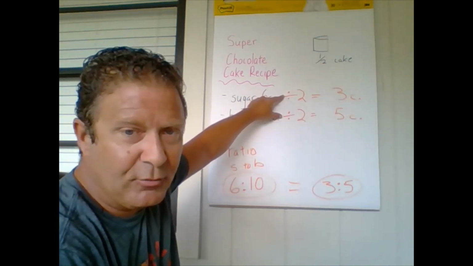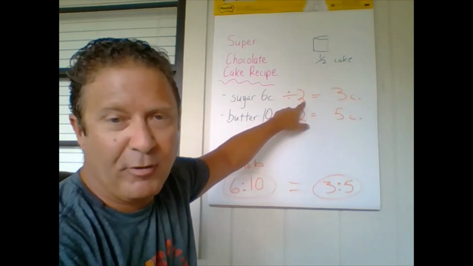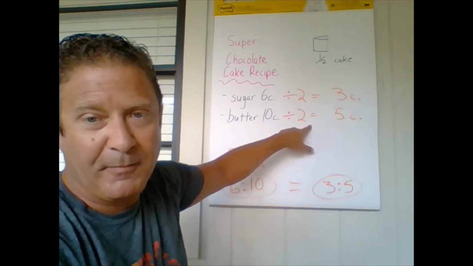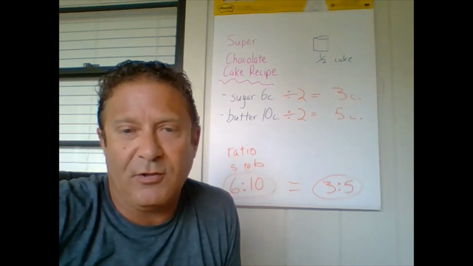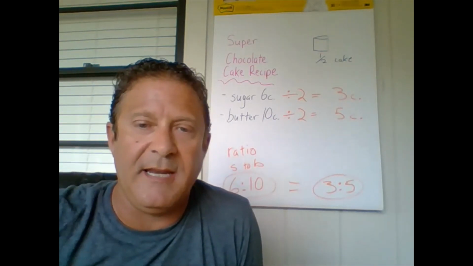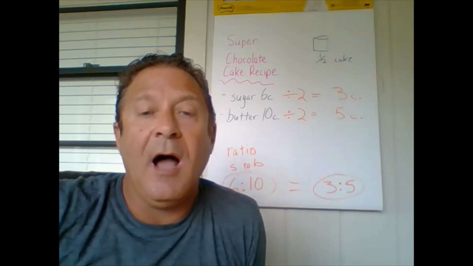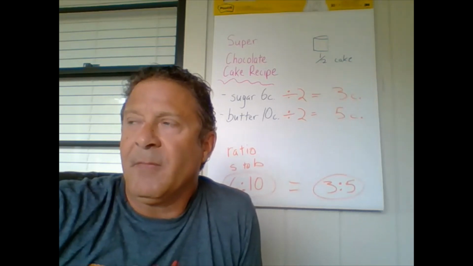Now, what I cannot do is divide one part by 2 and then divide the other part by 4. If I do that, I'm going to get a ratio that's not equivalent, just like if I was making an equivalent fraction. So you guys are going to practice this on your own.